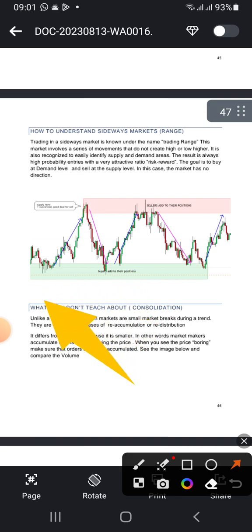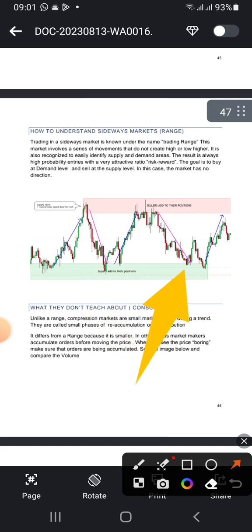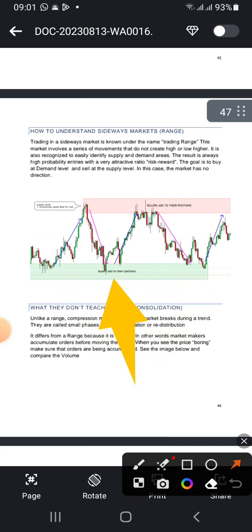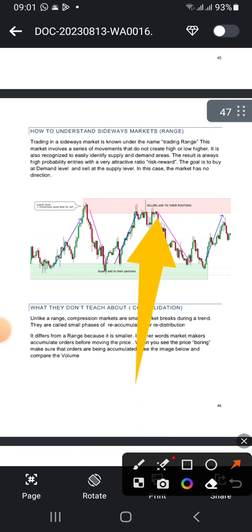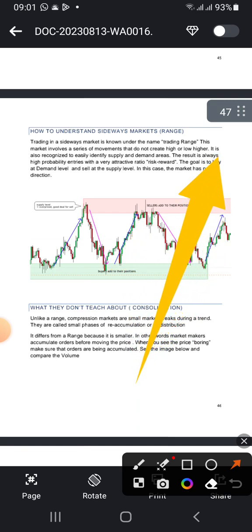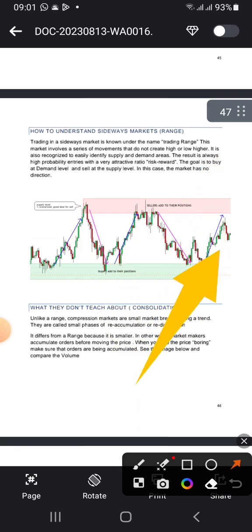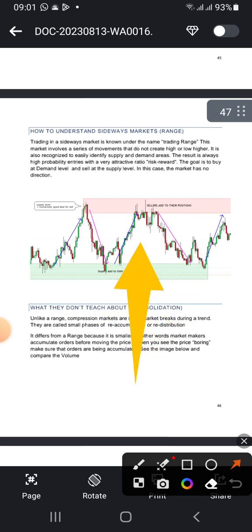It touched the same area, touched even way more, like one, two, three and four before even coming to this area. So you would know it's failing. One, two, it's failing to break out of the structure. So that's how you would be positive that this is a ranging market.